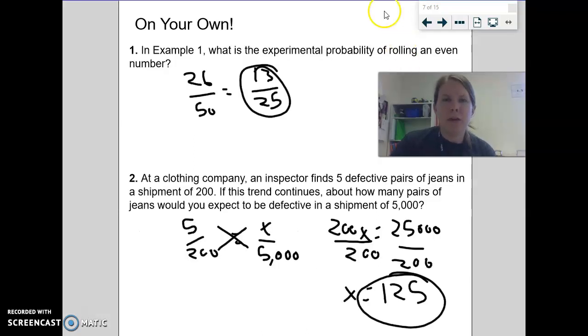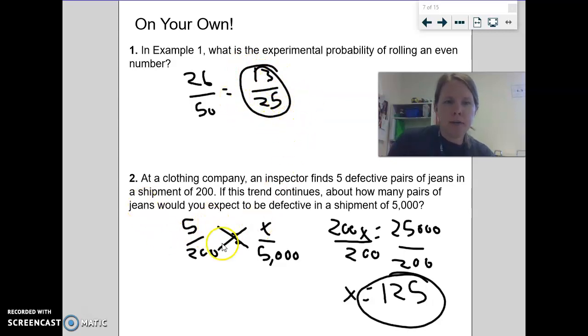Alrighty, coming on back. So when you go back into example 1 and you count up all the even rolls that you did, so you rolled 2, rolled 4, rolled 6. Out of your experiment of 50, you had 26 that were even numbers, so we want to simplify that. I simplify it down to 13/25.